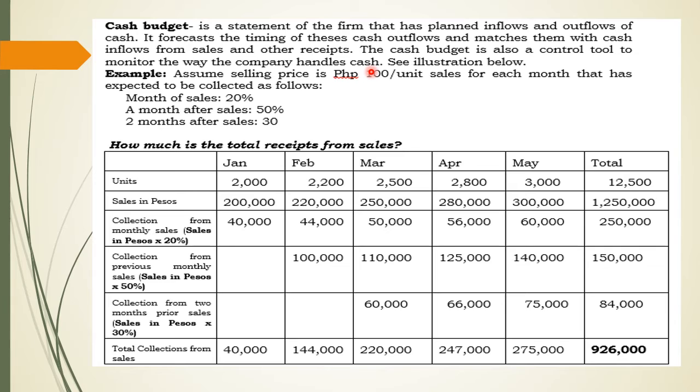Okay, so for the illustration below, example, assuming selling price is 100 per unit, sales for each month that is expected to be collected. So month of sales, 20%. 20% siya during that month. A month after sales, the next month, 50%. Then the second month after sa sales, 30%. Okay.